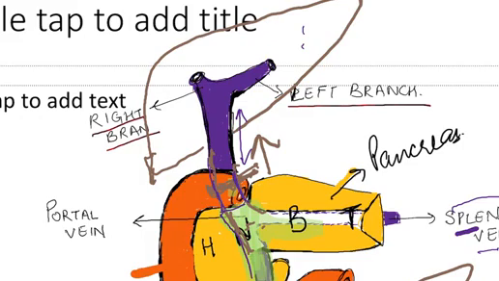So the two structures that are entering are the two branches of the portal vein, the right branch of the portal vein and the left branch of the portal vein.